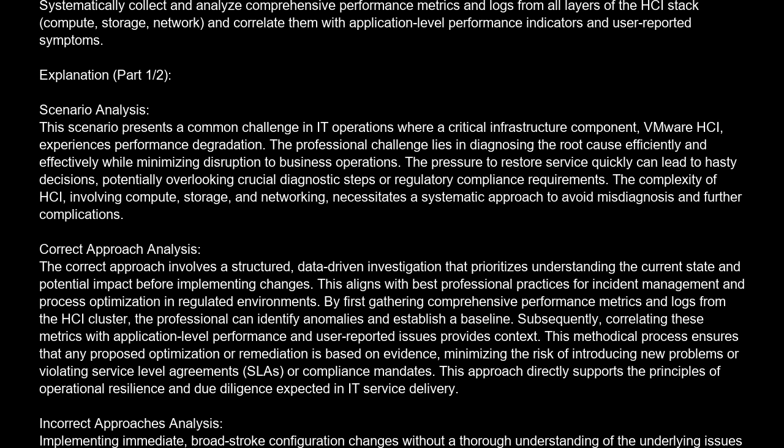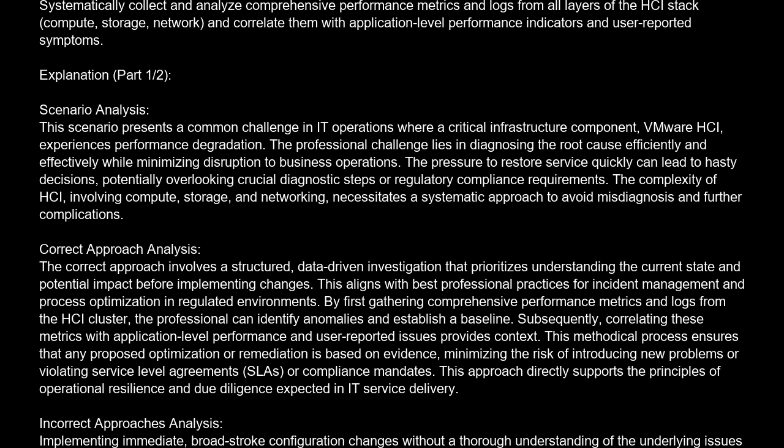Correct approach analysis. The correct approach involves a structured, data-driven investigation that prioritizes understanding the current state and potential impact before implementing changes. This aligns with best professional practices for incident management and process optimization in regulated environments. By first gathering comprehensive performance metrics and logs from the HCI cluster, the professional can identify anomalies and establish a baseline.